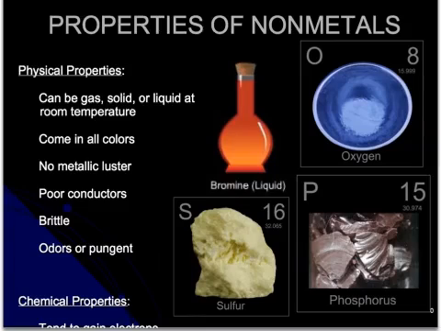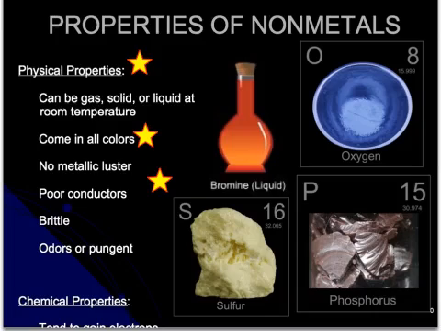Properties of nonmetals. Here we go. I bet you never knew what bromine looks like. It's in liquid form right there. So, physical properties: it can be gas, solid, or liquid at room temperature. They come in all colors. There's no metallic luster. I don't see hardly any shininess on any of these elements.